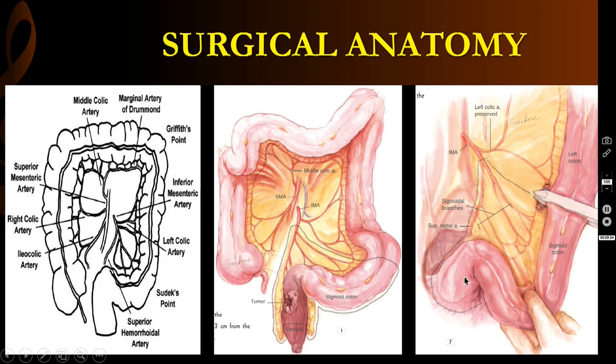So we have to mobilize, or make a small hole in the mesentery, and then we can use a GIA stapler to divide this. But this is not an open surgery, so we can use a laparoscopic GIA stapler to divide this. This we have to do. I will be explaining all these things step by step.